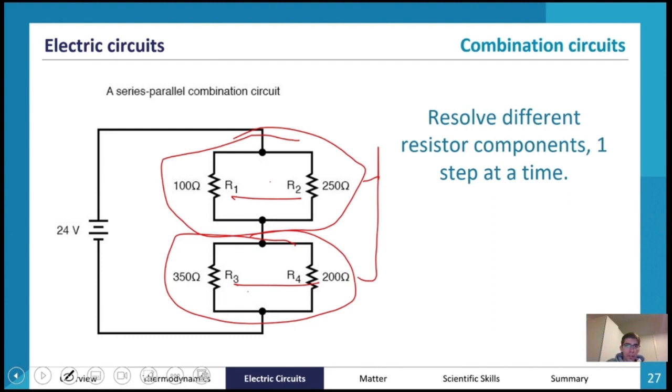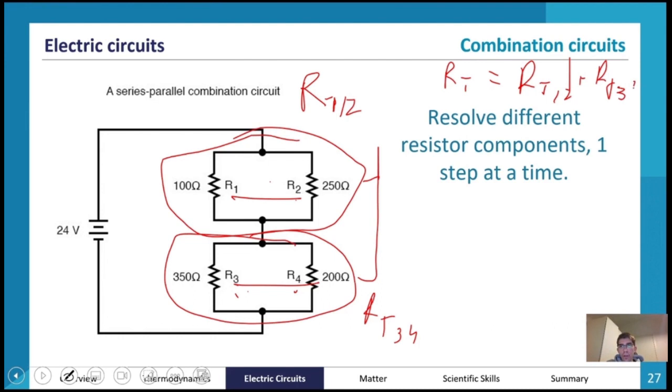So let's call this, we have R1, R2, R3, R4. Let's call this one RT1,2, and then RT3,4, right? So the total of 1 and 2 and the total of 3 and 4. The total resistance then would be adding up RT1,2 plus RT3,4, because those two would then be in series. The best way to explain it is by actually doing it. So let's have a go at this.